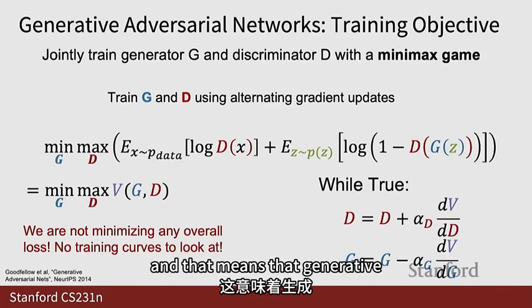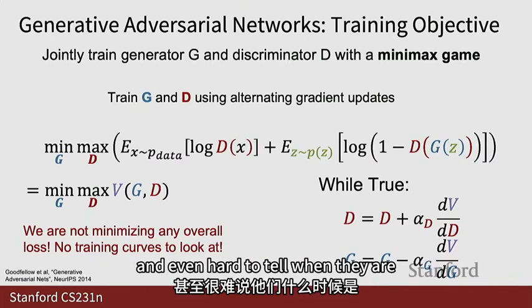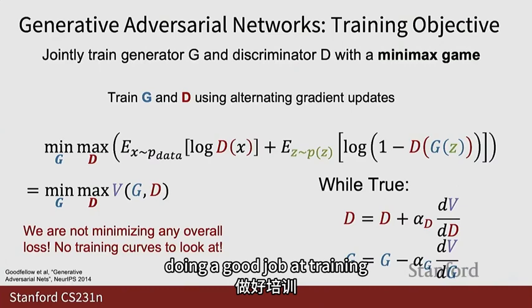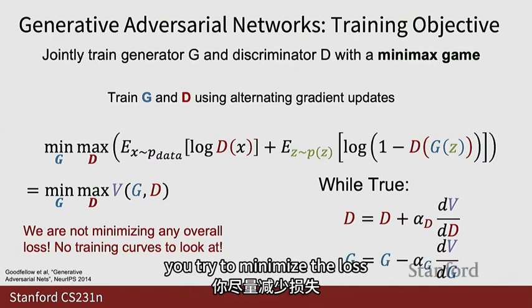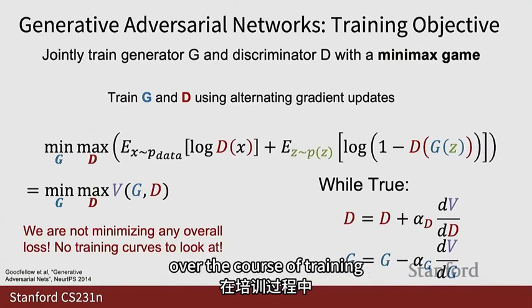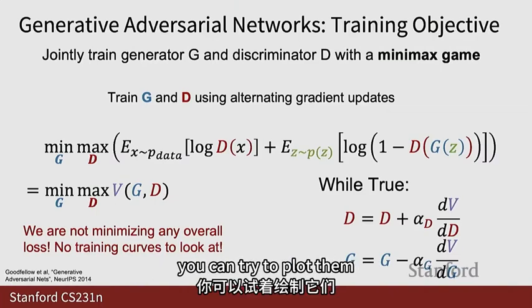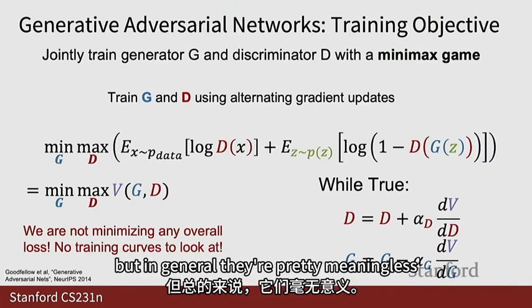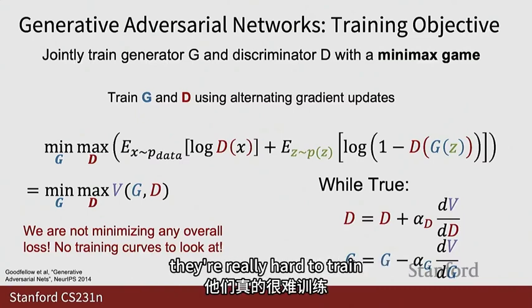That means generative adversarial networks are often really hard to train, and even hard to tell when they are doing a good job at training. Normally when you train neural networks, you have a loss, you try to minimize the loss with respect to the parameters of your network, and you want to see that loss go down over the course of training. But you don't have that with generative adversarial networks. You have the generator loss and the discriminator loss, and you can try to plot them, but in general, they're pretty meaningless.